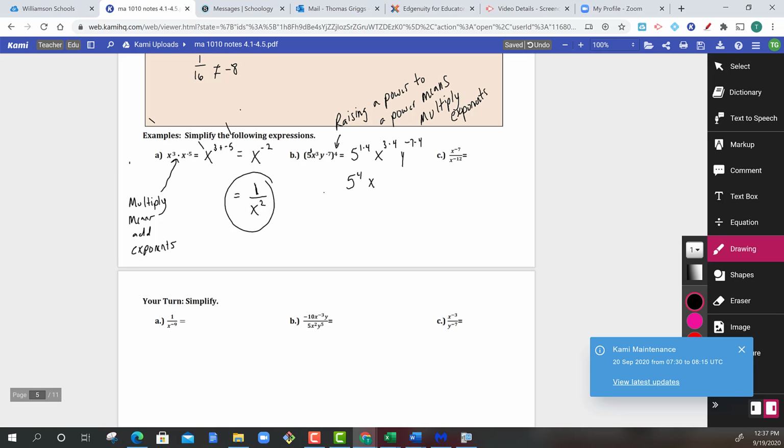We can simplify this just a little bit. So the only thing that has a negative exponent here is the y variable. So that means that's the only thing that needs to move to the bottom of the fraction. I think 5 to the 4th power is 625.